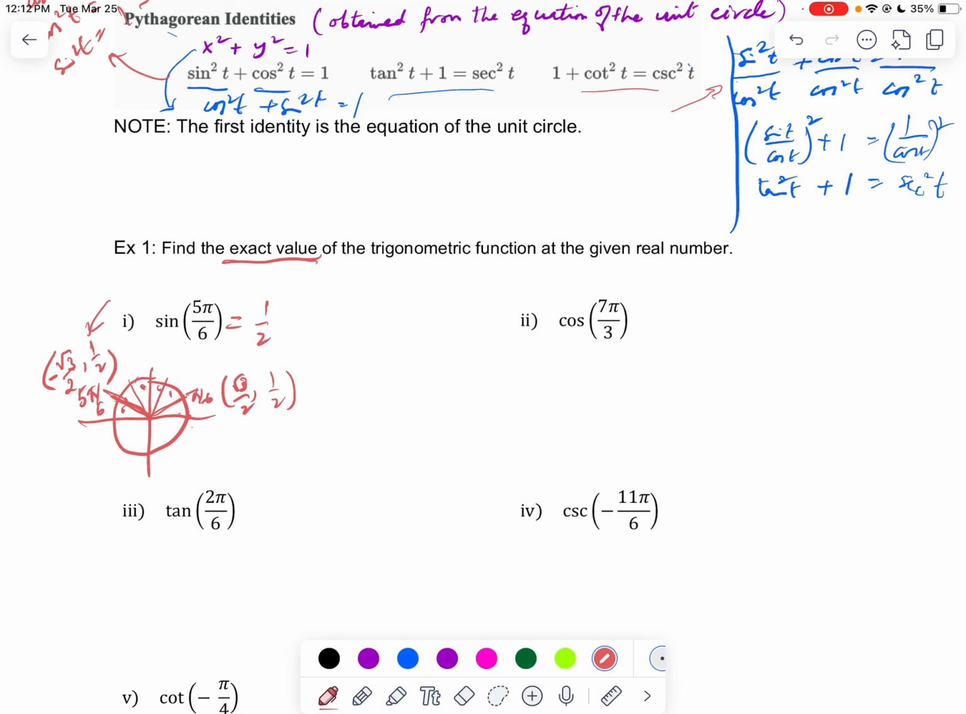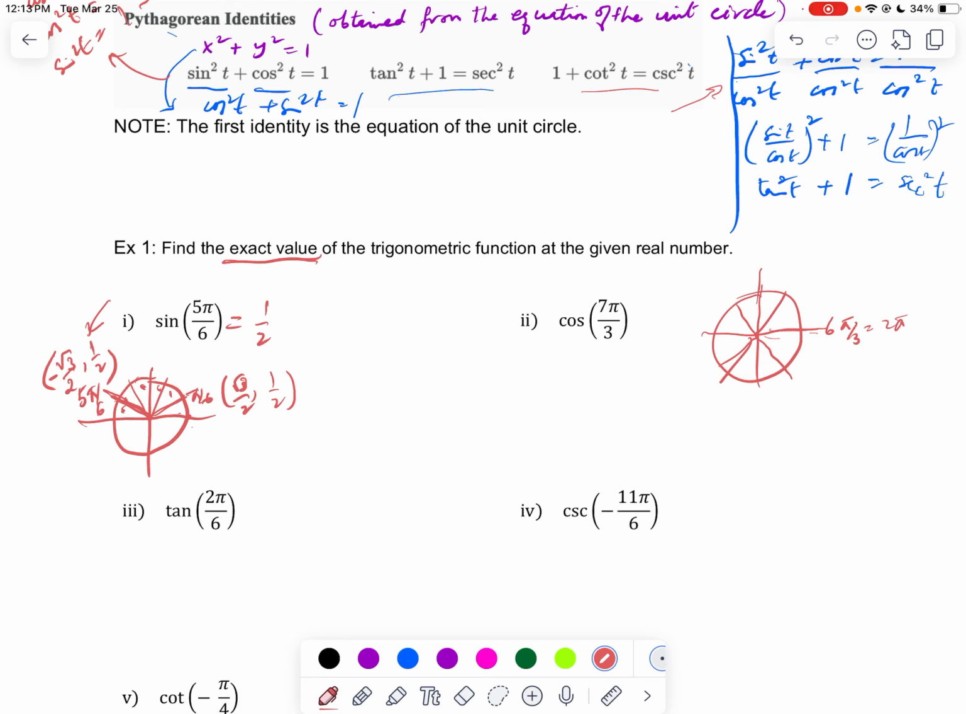The next, let's say cosine of 7 pi over 3. Okay, pi over 3s. How many pi over 3s do we have? Well, in the upper half of the circle, we have 3 pi over 3s, and then 4 pi over 3 will be somewhere here in the third quadrant, and then the 5 pi over 3 will be here, and the 6 pi over 3 will be here, which comes out to be 2 pi.